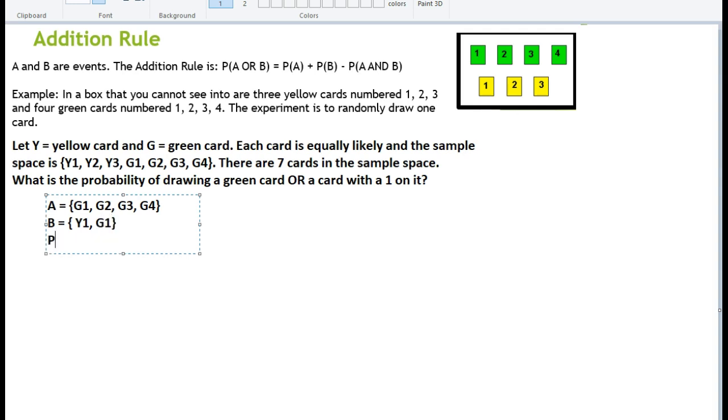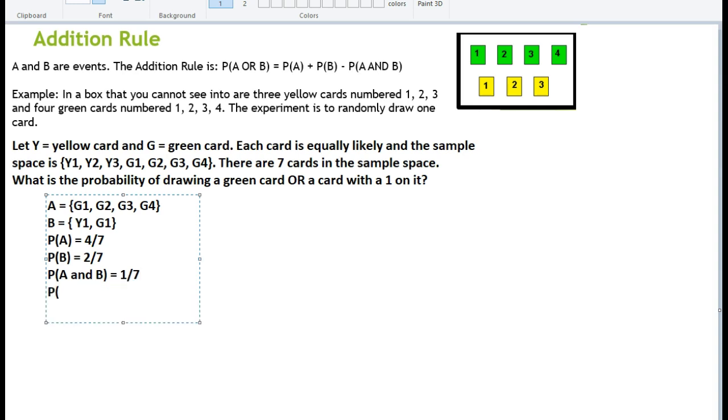Next, we're going to find the probability of A. So what's the probability of drawing a green card? Well, there's 4 green cards out of 7 total cards. What's the probability of getting a card with a 1 on it? There's 2 cards with 1 on it out of 7. And the last thing, we have to find the probability of A and B. A and B is where the items are in both A and B. And there's only one, G1, right? So 1 out of 7.